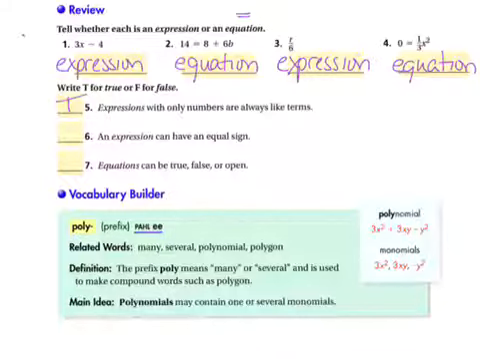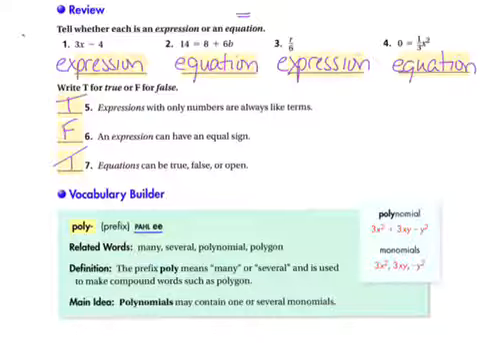An expression can have an equal sign. False. Never has an equal sign. Equations can be true, false, or open. True. Our vocabulary is the prefix poly.